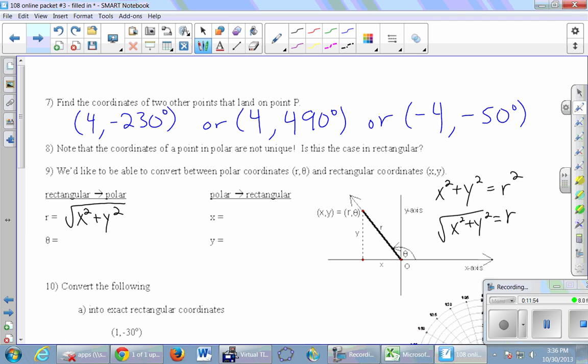Okay, so we've got that one. Let's focus on the theta business. Now I'm going to come in here in blue. I'm just going to say that tangent of theta, we know that the tangent is, let's see, is it x over y? No, it's y over x. So tangent of theta is y over x. So if I wanted to find theta, then I would take the inverse tan of both sides, and we get theta is the inverse tangent of y over x.